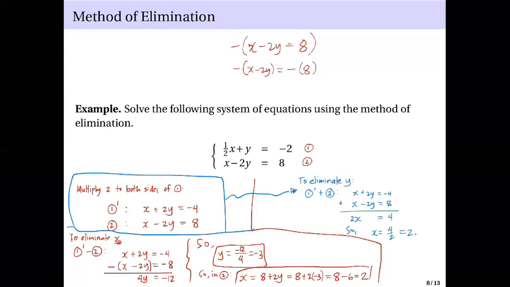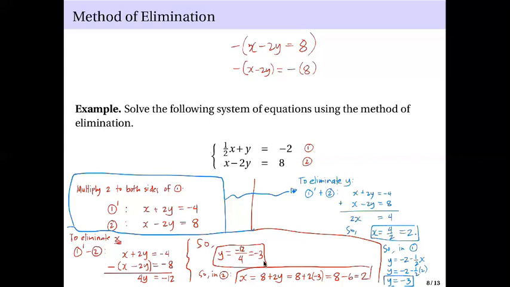So, x equals 2. So you can now box this. X equals 2. In order to solve for y, you can use equation 1 or equation 2. So in equation, say I'm using equation 1, the original equation here, I will have y equals minus 2 minus 1 half x, but x is equal to 2. This is equal to minus 2 minus 1 half times 2, and this is equal to minus 3. And that's the same y that we have obtained earlier.